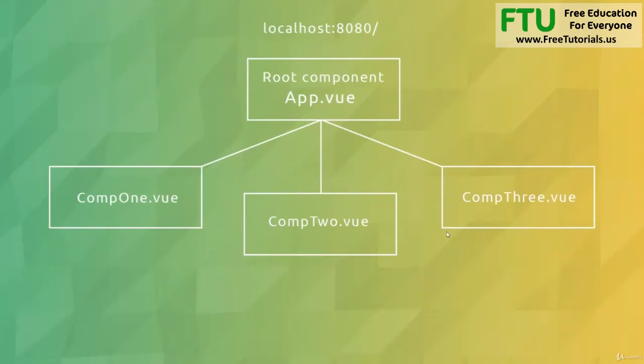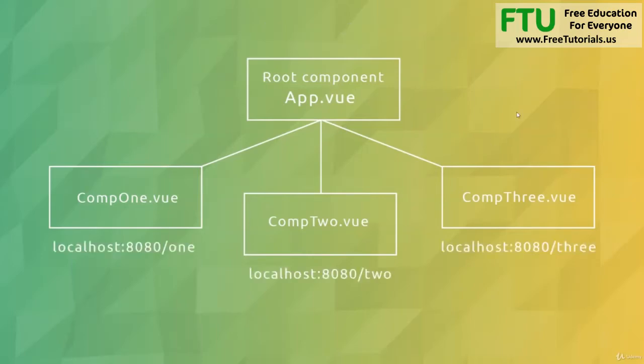Now, this is not really the way real applications work. Sometimes we want to go to /about or /contact and then see different content dependent on what address we go to. For example, if we went to /about, we'd maybe want to load an about component into the root component then. Alright, so how do we do this? Well, that is when the Vue router comes into play.